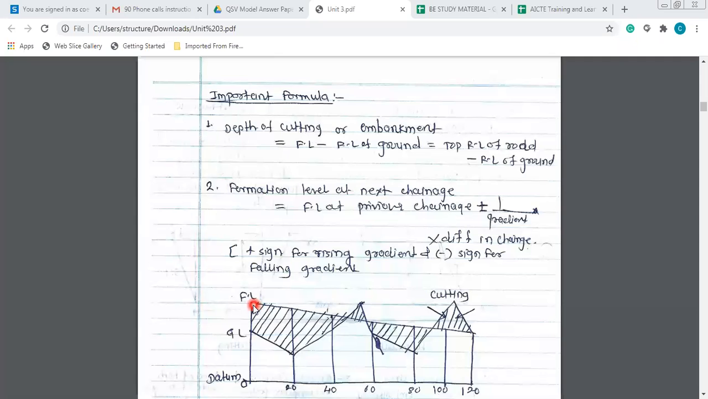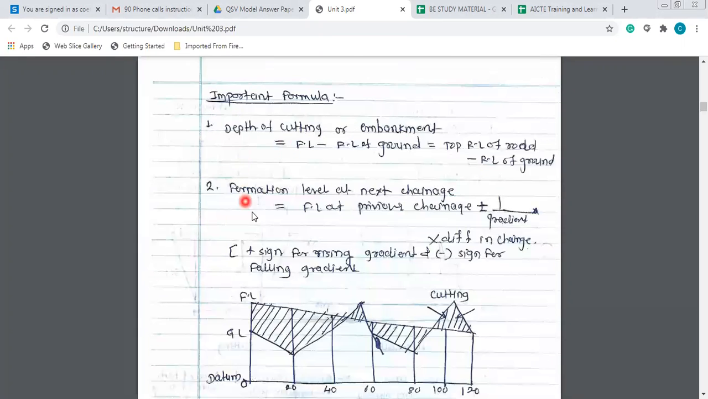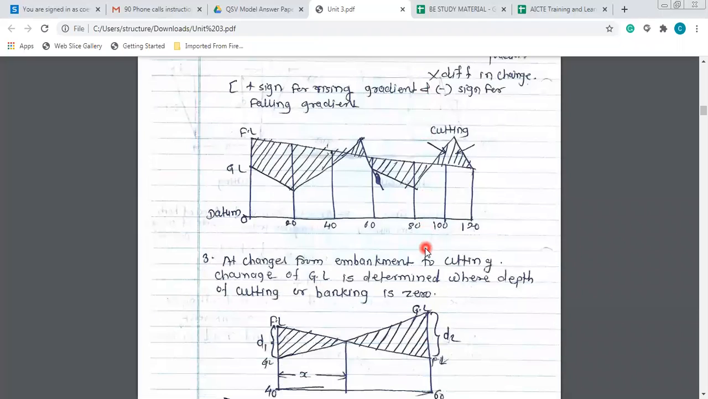See the pointers: 0, 20, 40, 60, 80, 100, 120. So the total road length is 120 meters, and they have a 20-meter chainage. This formula you have to remember, it is very important: formation level of the next chainage equals formation level of the previous chainage plus or minus 1 by gradient multiplied by difference of the chainage.